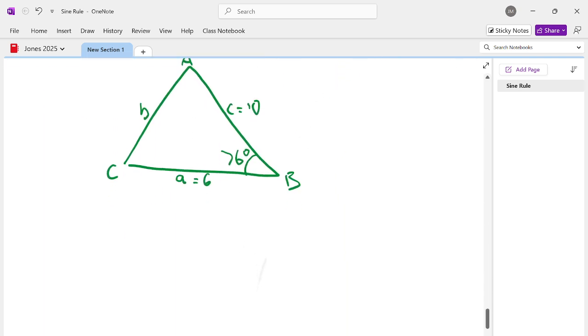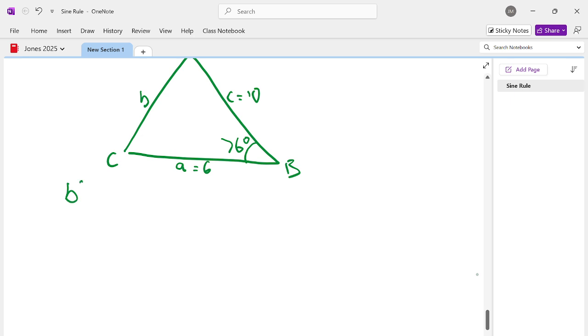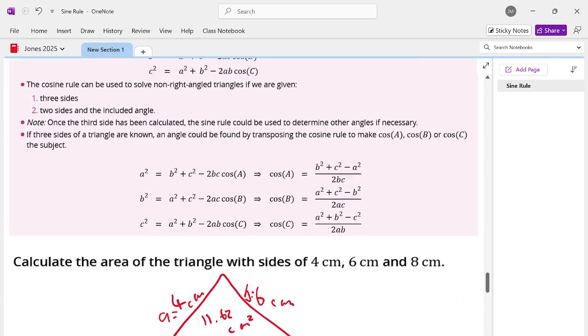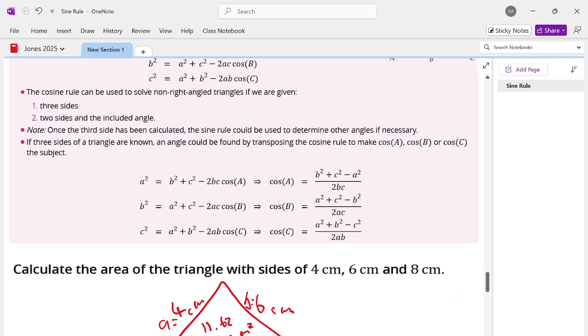So let's quickly write the formula down. B squared equals A squared plus C squared minus 2AC cosine of B. Let's see how I went. Did I get that right? I did.